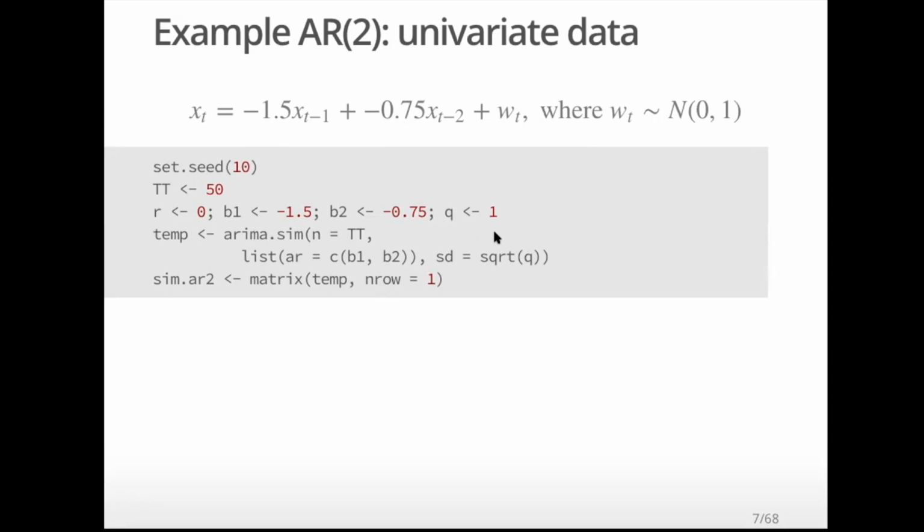So I'm just going to simulate some data using ARIMA sim. So there's my R. I'm not going to be using that. I got my B1 and my B2, same as that. And then I'm going to set Q equals 1, just like I set it here. So I pass in B1 and 2 as my list for AR, and then I set the Q by passing in the standard deviation as the square root of that. Okay, so sim AR2 is my simulated AR2 data, and I simulated 50 time steps.